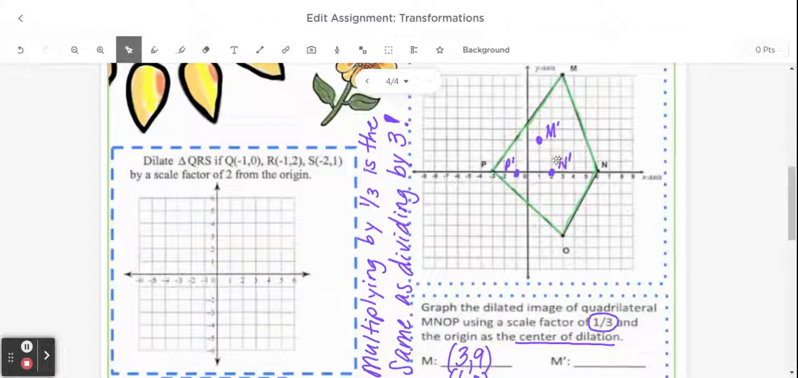O was at 3 right and 6 down. If I cut that by thirds, it'll be 1 right and 2 down. And you can see that every vertex is now a third smaller than it used to be, or a third closer to the center of dilation.